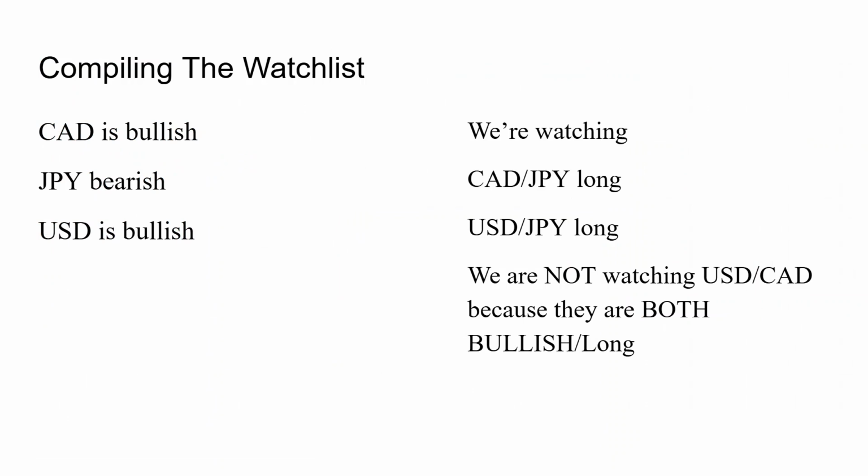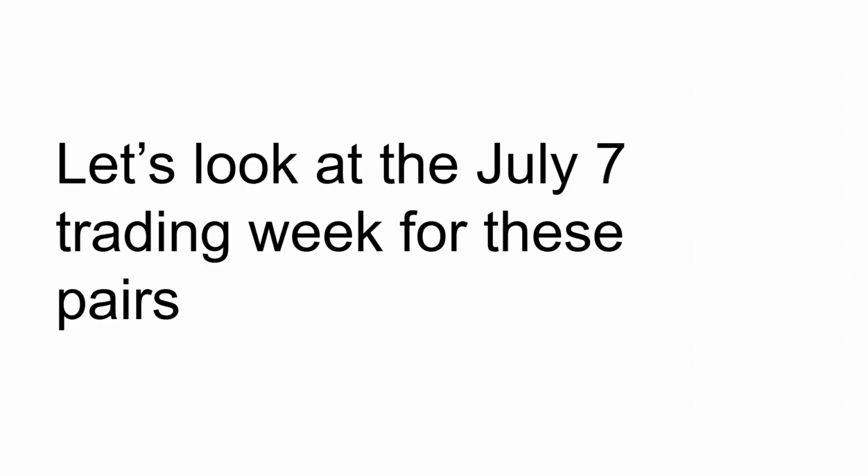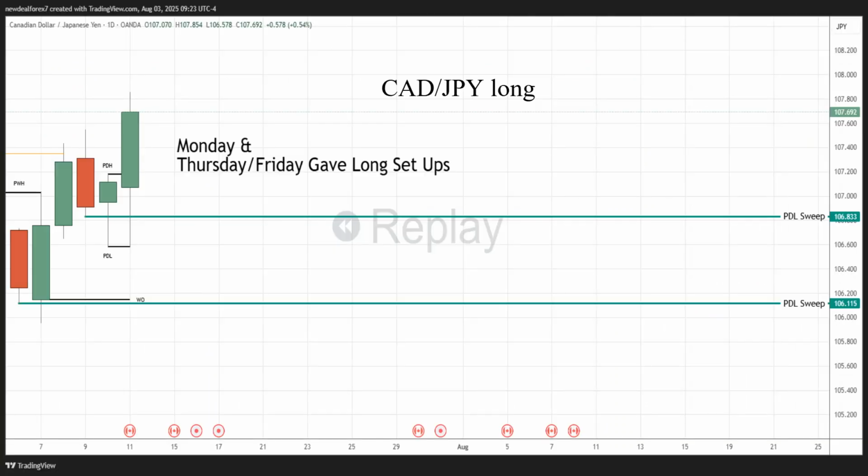So we're not watching dollar CAD because they're both long. So we don't pair two strong currencies together. We're only pairing strong and weak. So I hope that's starting to make sense to you. So let's take a look at July 7th to see what played out.